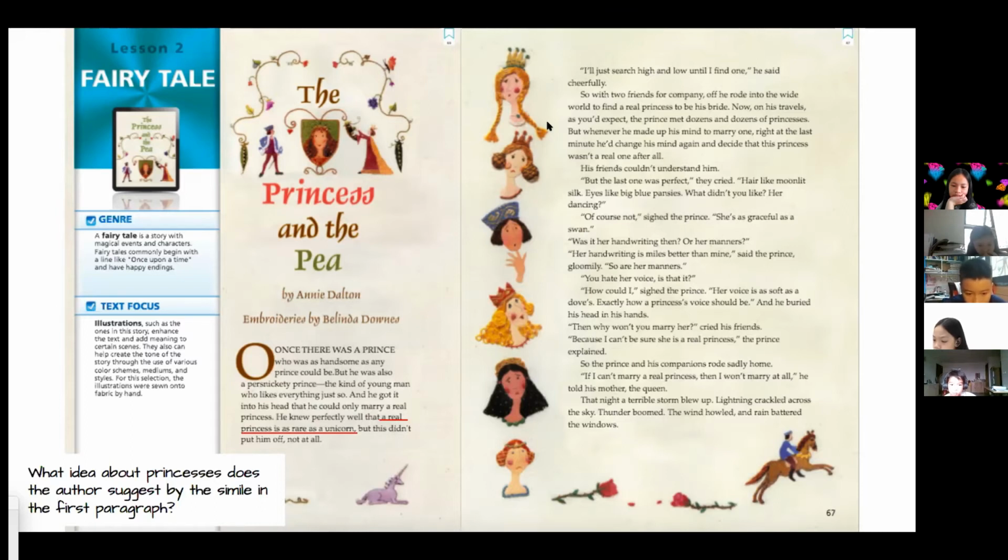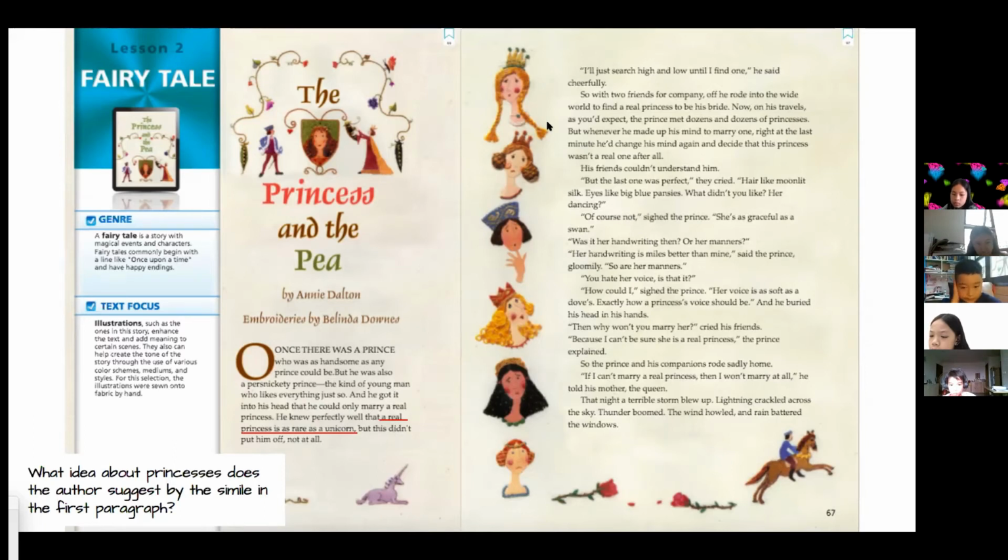His friends couldn't understand him. But the last one was perfect, they cried. Hair like moonlit silk, eyes like big blue pansies. What didn't you like? Her dancing? Of course not, sighed the prince. She's as graceful as a swan. Was it her handwriting then, or her manners? Her handwriting is miles better than mine, said the prince gloomily. So are her manners. You hate her voice, is that it?